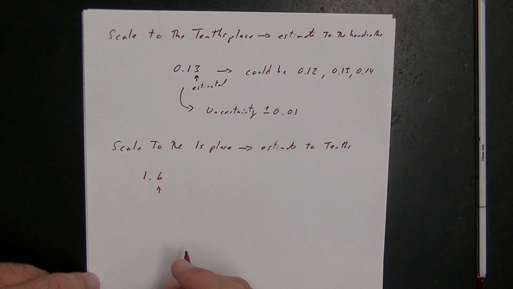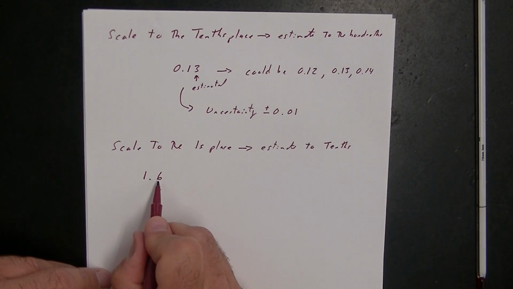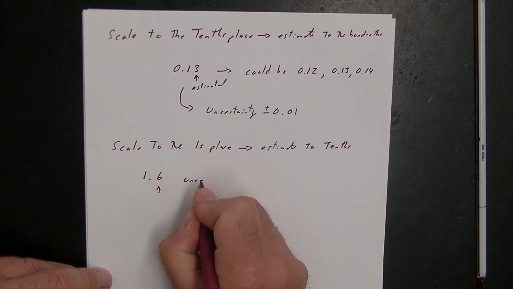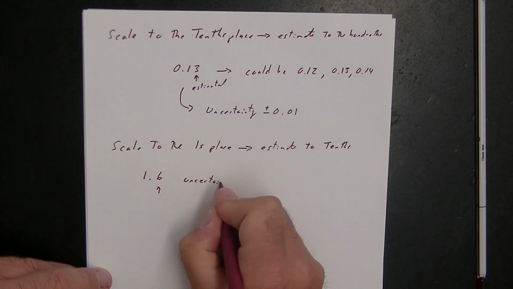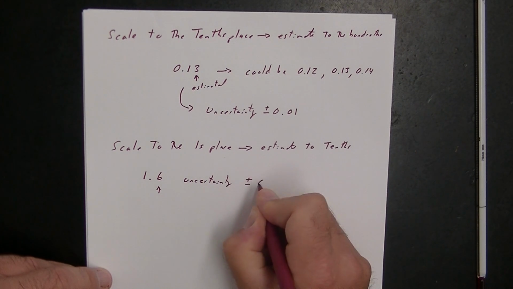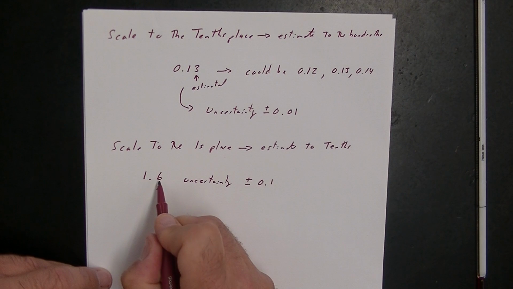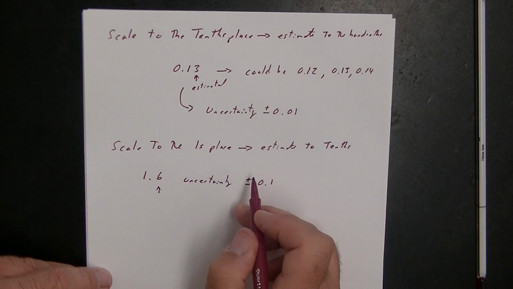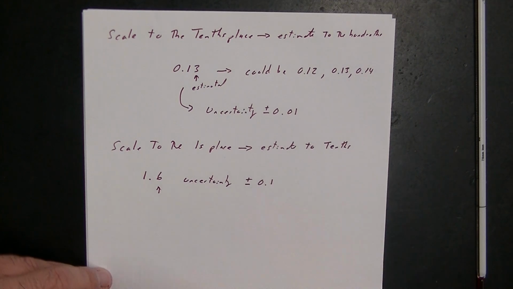Now what would the uncertainty be? Well, it would be plus or minus 1 of the last digit. So my uncertainty of this measurement would be plus or minus 0.1. 0.15, 0.16, 0.17. We should be able to get in that range. So that would be our uncertainty of that measure.